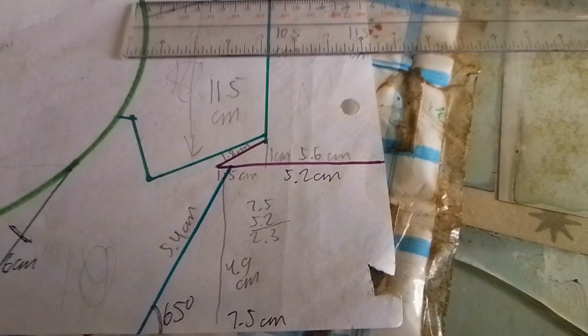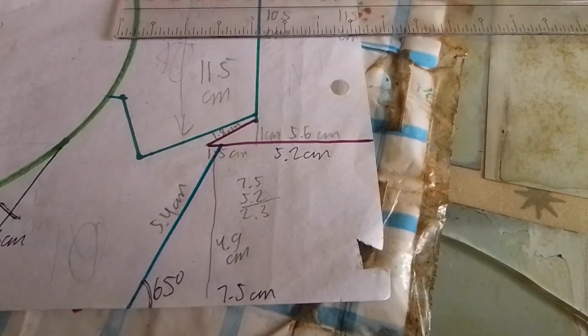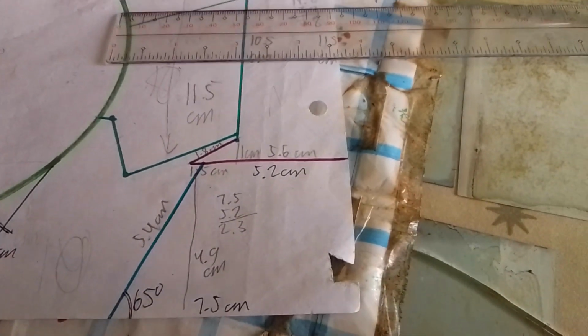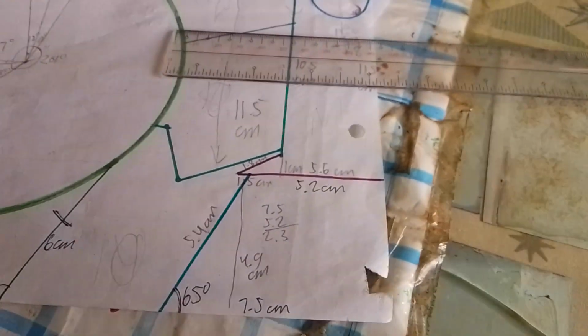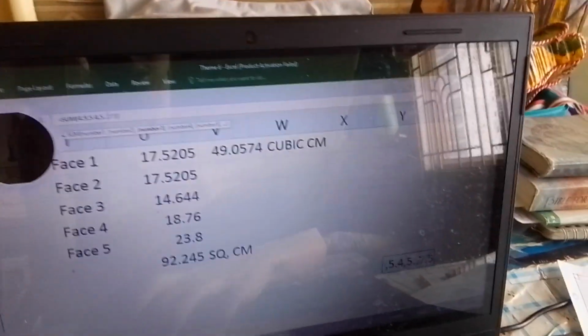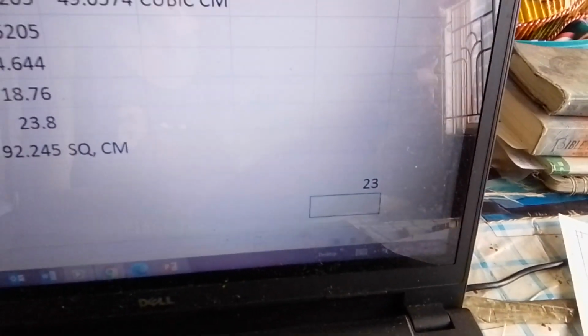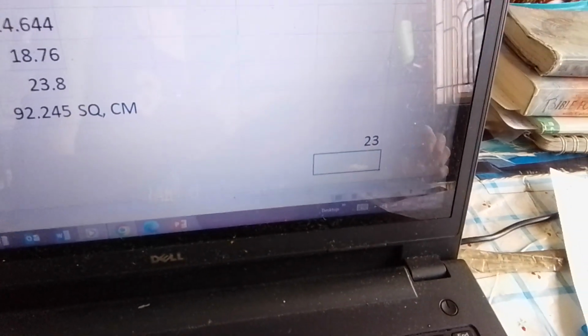Now, to get the area. To get the area of the figure, di ba remember, it's the long base plus the short base times the height divided by 2. So, therefore, we're gonna do, ay wait, mali pala. It's 5.2 pala. Hindi siya 5.6, sorry. So, let me fix that. The correct supposed to be 23. That's the perimeter, okay? Sorry pala. Okay? Now, let's go now to the area.